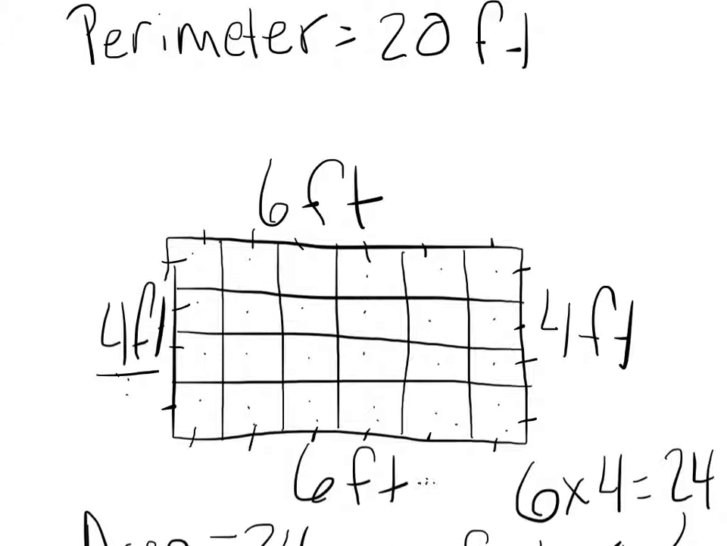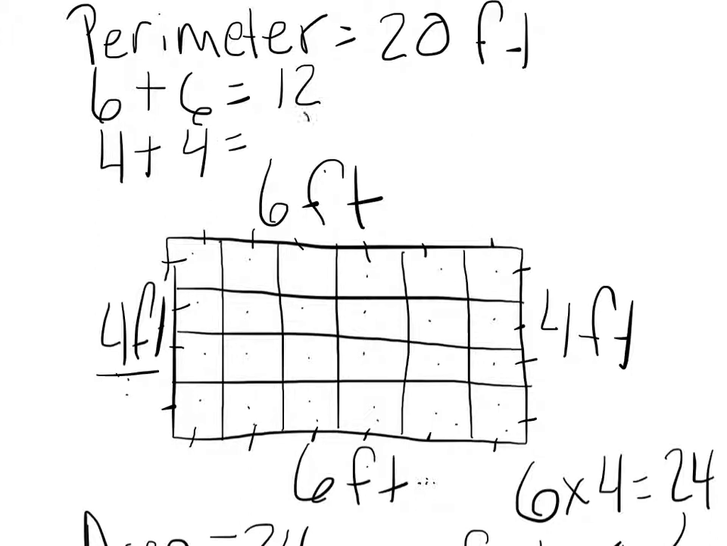we are going to take both widths, so 6 plus 6 equals 12 feet. And then I'm going to take both lengths, so 4 plus 4 equals 8 feet. Then I'm going to add both of these together, 12 plus 8, which is going to equal 20 feet as my perimeter.